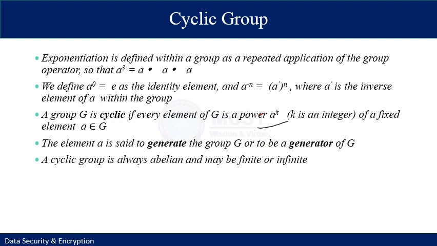For example, if you have element 1 or 2 and you take the power of each with each integer k, the resultant items will be elements of that group G, and the A, the number you are taking the power of, will be said to be the generator of group G. That means it is producing the actual group G. A cyclic group is always abelian and may be finite or infinite. So you can have a finite or infinite group in a cyclic form.